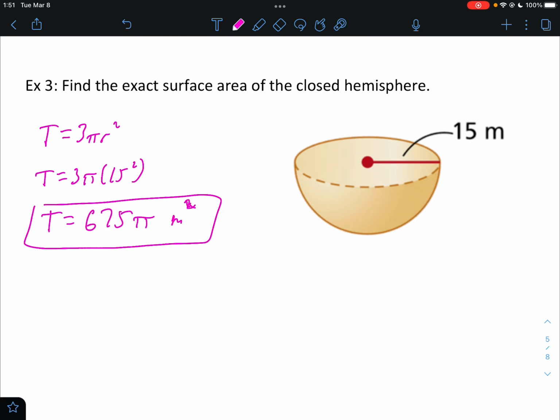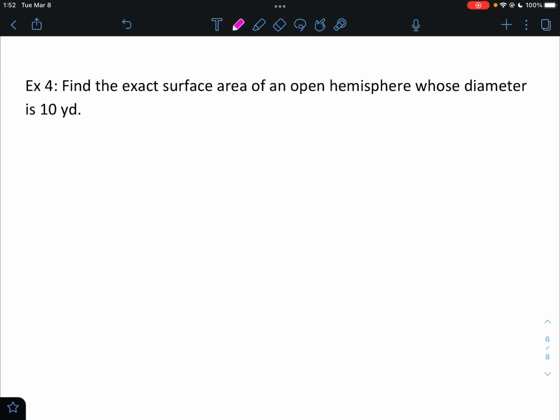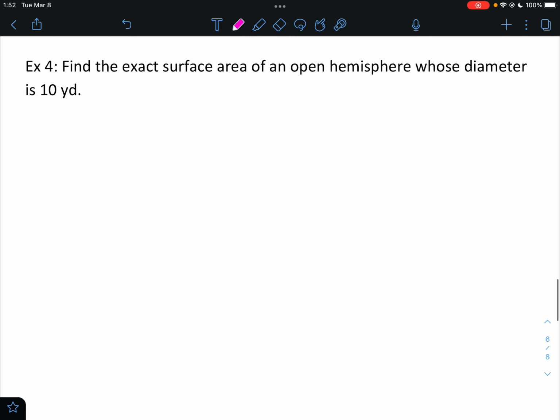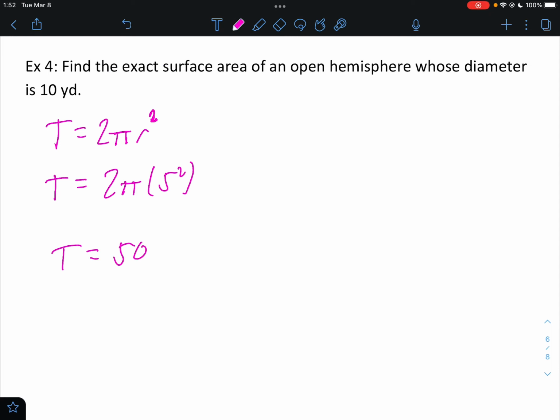Please make sure that you are following along on your calculator and making sure you can get all these numbers. Number 4, find the exact surface area of an open hemisphere whose diameter is 10. So if it's open, it's 2 pi r squared. The diameter is 10, that means the radius must be 5. And again, it's exact, so we don't type pi in our calculator, and that would be 50 pi square yards.